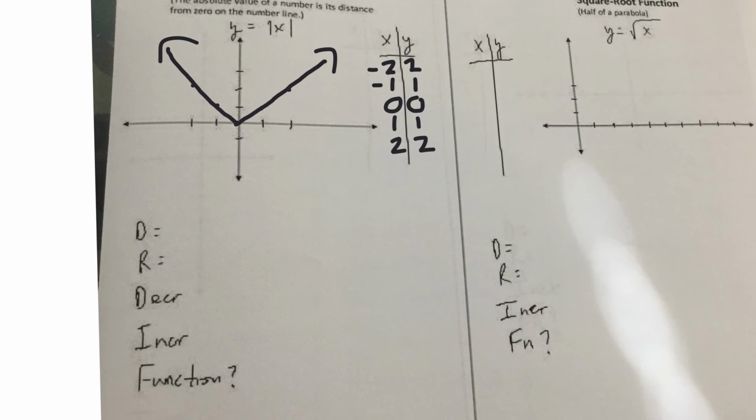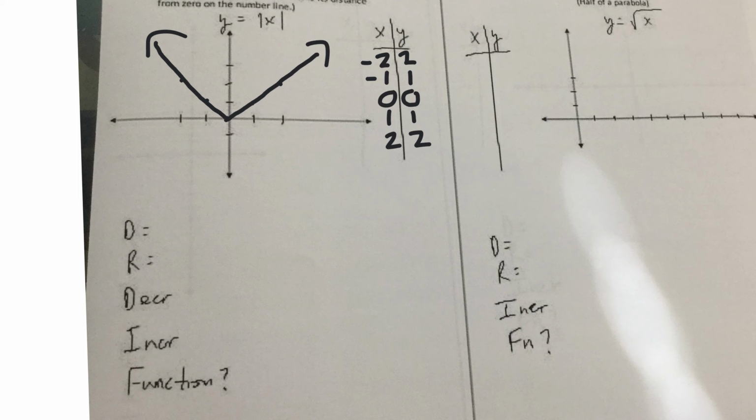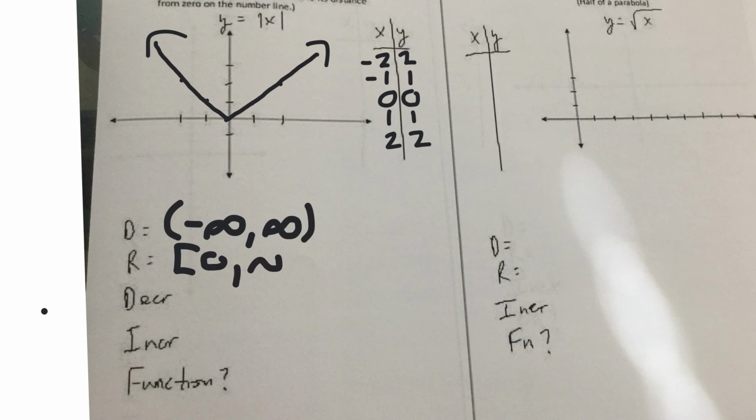So, what is the domain of this graph? What x values could we plug in? All of them. So from -infinity to +infinity is my domain. Now the range is what y values does this give? 0 and greater. Yes, the lowest possible y value happens at 0, and then it goes up forever. 0 is included, so it should be in a bracket up to +infinity.